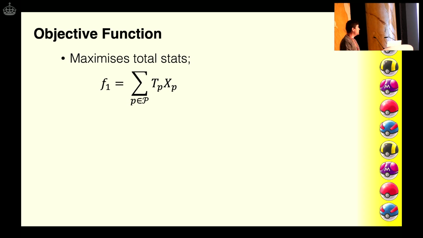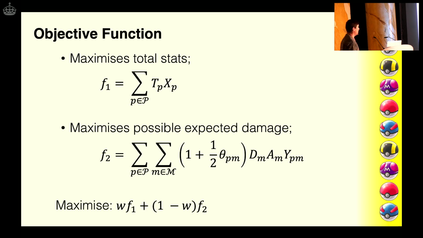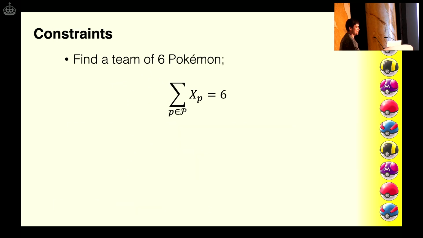My first objective is that I want to maximize the total stats. My second objective is that I want to maximize the total possible damage of all the attacks on my team. And for this, I am just multiplying the power and the accuracy together of each move. There's also another term here. Some of you who play Pokemon might be able to recognize what that is. If you use an attack which is the same type as yourself, you deal 50% more damage. So I'm just adjusting for that as well. And like I said, this is a multi-objective, so I'm going to find the weighted average of that.